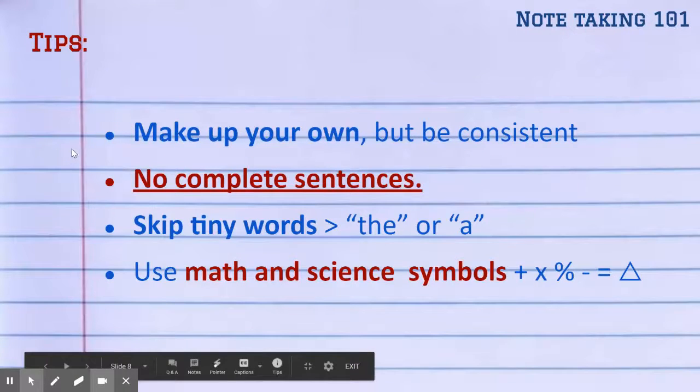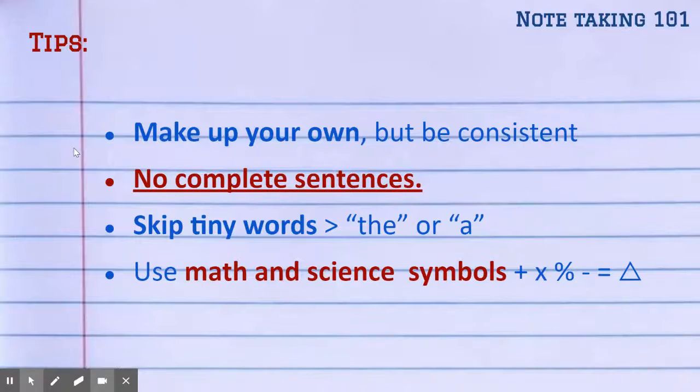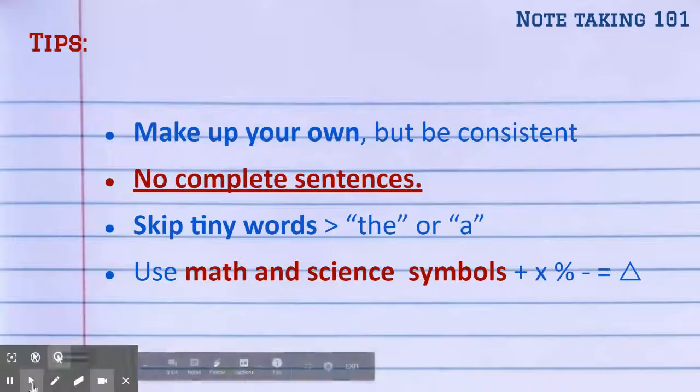Some tips while you are abbreviating: make up your own, but be consistent. Do not write incomplete sentences. All right, that's too much space on the page being taken up and too much of your time. Skip tiny words. Use math and science symbols as you go.